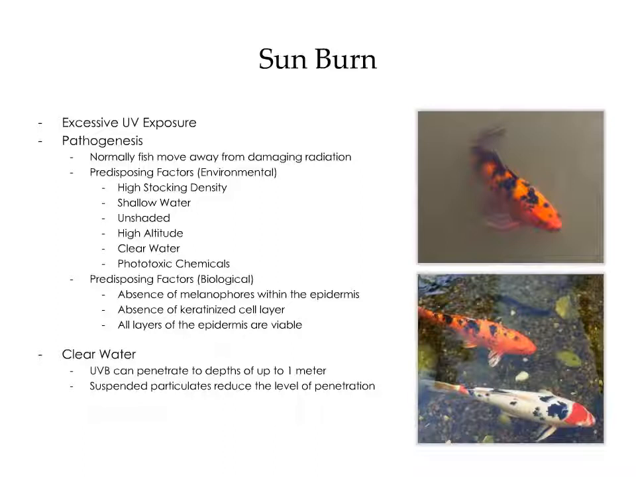In clear water, UVB can penetrate to a depth of up to a meter. Suspended particulates can reduce the level of penetration. So although a clear pond may be aesthetically pleasing for koi enthusiasts, it can be harmful for the fish. The images on the right are meant to contrast the difference between a clear pond and a murky pond. In the image above, the fish is likely more content with the level of UV protection.